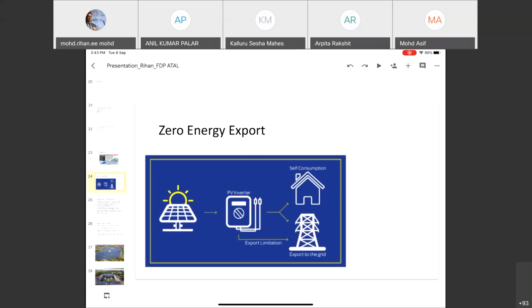So zero energy export basically allows that, because you are not interested in getting any payment from the power grid. Rather, you are interested in completely serving your local load. So with this zero energy export, you can go beyond your maximum load also. That limit is only when you are going for a net metering system.